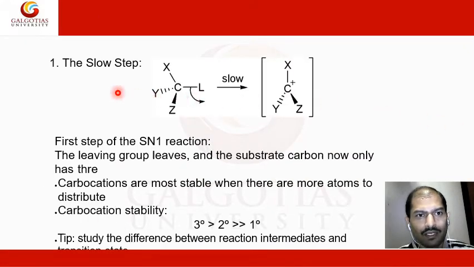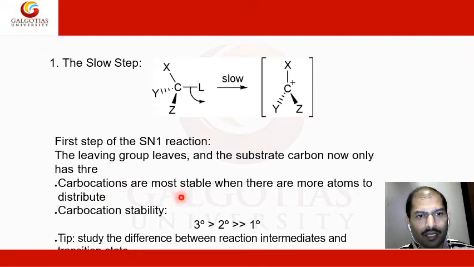So if you see this reaction, first is the slow step, where the leaving group is replaced and carbocation formation takes place. In the second step, the nucleophile attacks this carbon center, the carbocation, and then the product formation takes place.